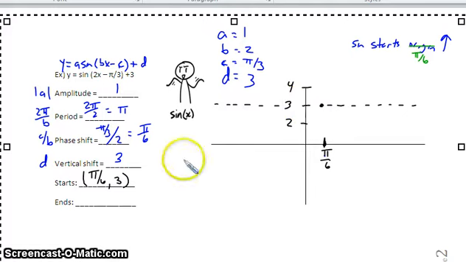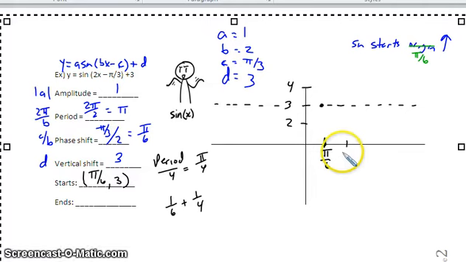To find the next numbers on here, what I need to do is take my period and divide by 4. So my period divided by 4 would be pi over 4. So I need to add pi over 4 to this. In my calculator, I'm going to do 1/6 plus 1/4 to get my next number here for the x-axis. Typing that into my calculator, I get 5/12. So I know my next number would be 5 pi over 12.